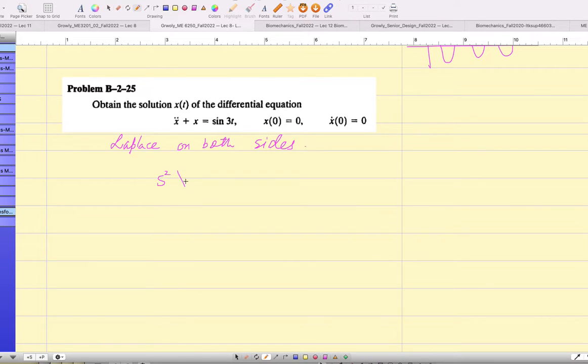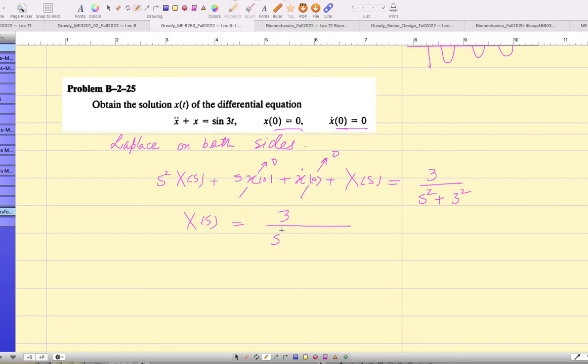So s squared X of s plus s x of 0 plus x dot 0 plus X of s equals 3 over s squared plus 3 squared. This is the Laplace transform. The initial-condition terms go to 0 because luckily the initial conditions are 0, and now we are left with X of s equals 3 over s squared plus 1, times the other term, s squared plus 9, I will keep it like that.